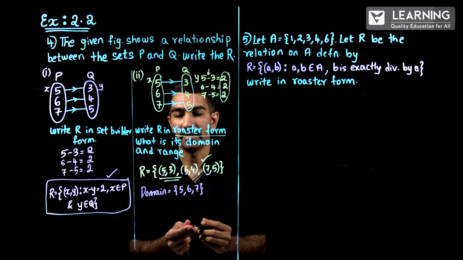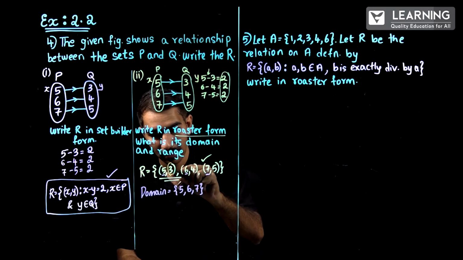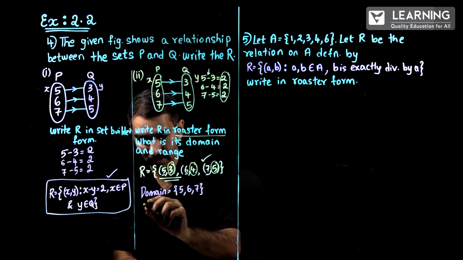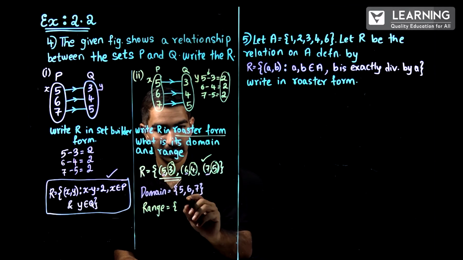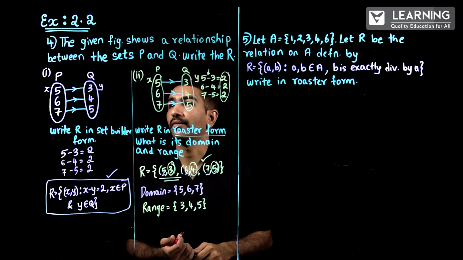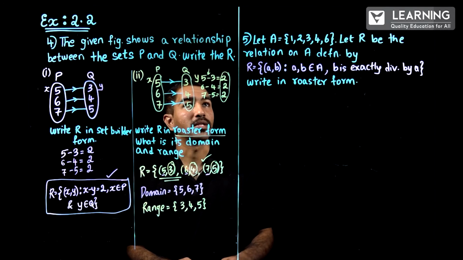And what is our range, students? The set of second elements. So that will be nothing but this, this and this. So here we'll write range equals 3, 4 and 5. Understood? So this is the fourth question of exercise 2.2. Moving on to the next one, fifth question.